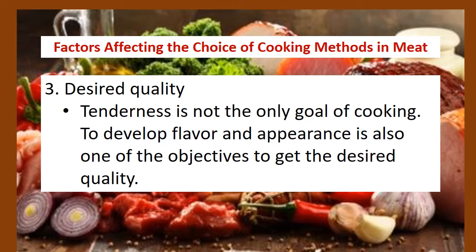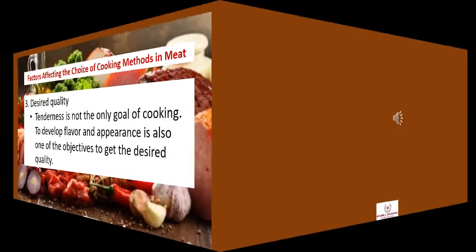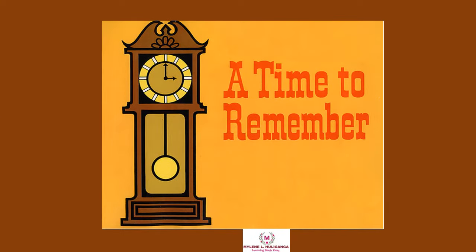And number 3, the desired quality. Tenderness is not the only goal of cooking. Developing flavor and appearance are also objectives to get the desired quality. A time to remember.